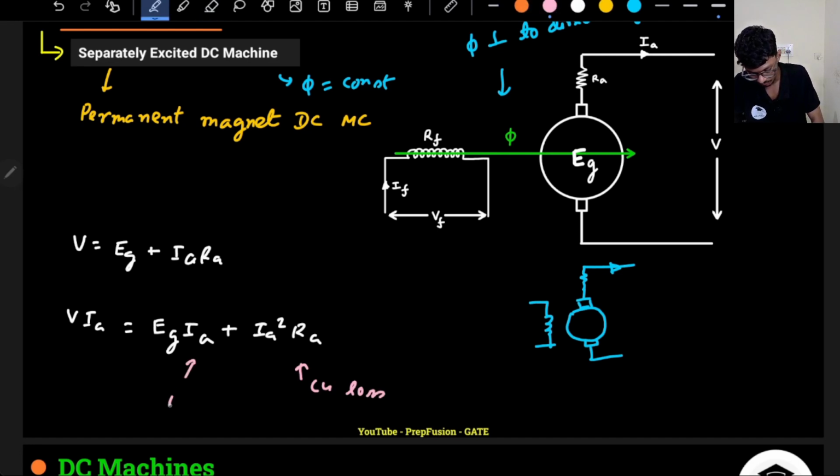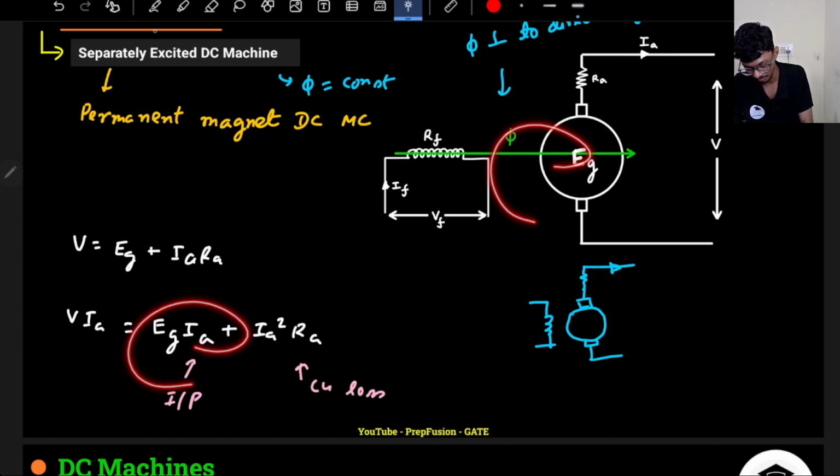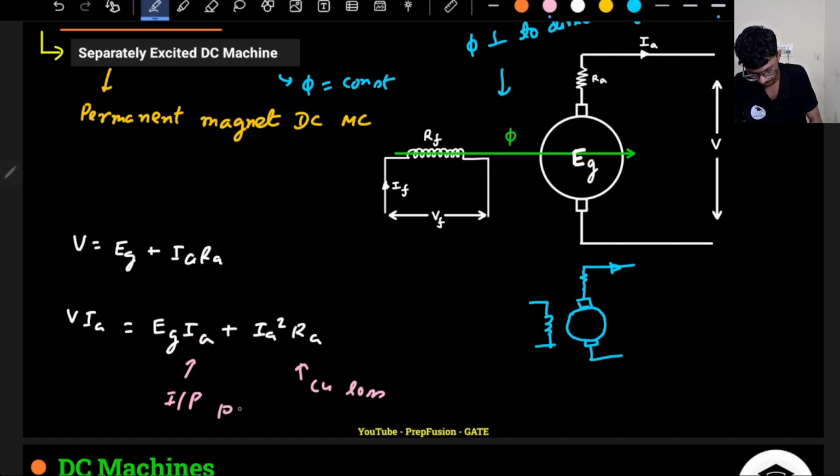This is the input power that I'm providing. I'm rotating the shaft, and this is the input power that I'm providing. And this is the output power.